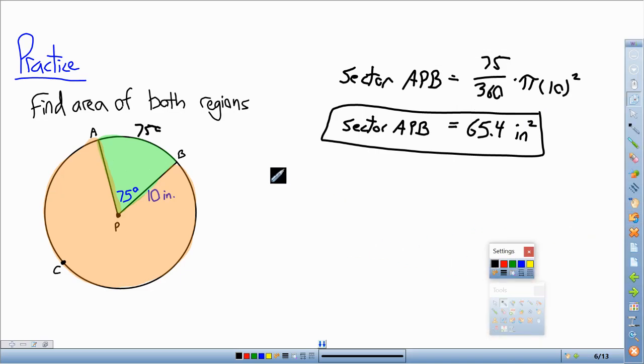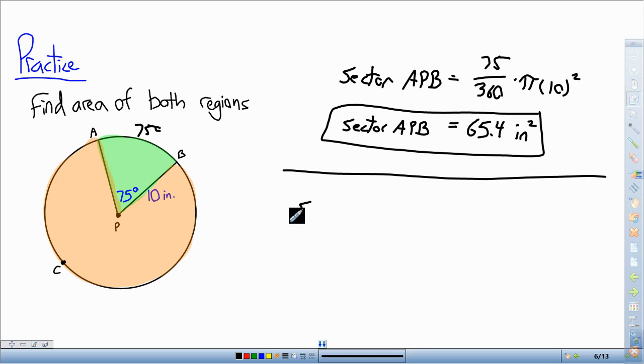Okay, so let's go ahead and do it for the next sector. I'm going to call it sector ACBP. All right. And by the way, the naming of this, just do your best. I'm not terribly worried about it. Okay, so the only thing I need to figure out is what is the measure of this arc right here.